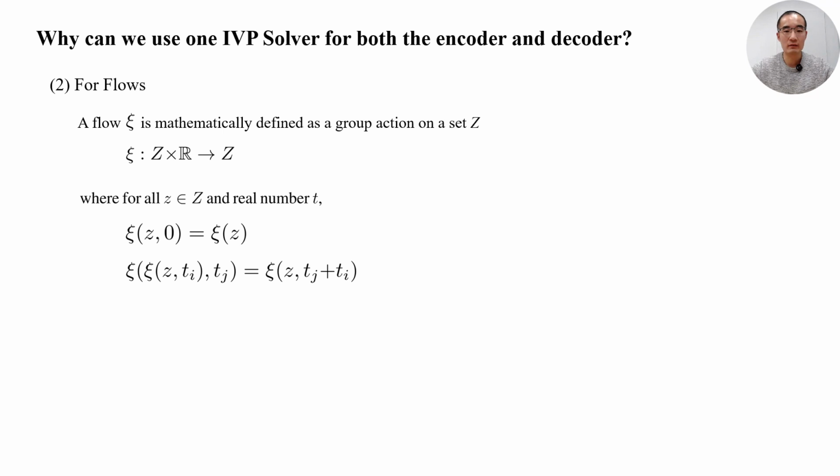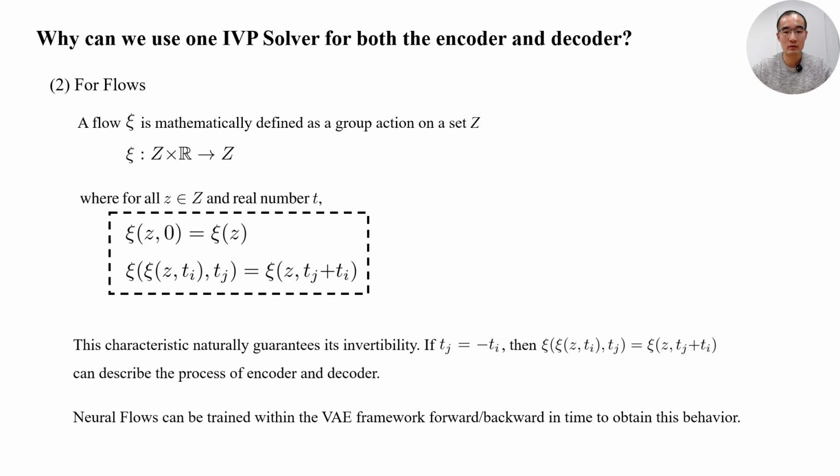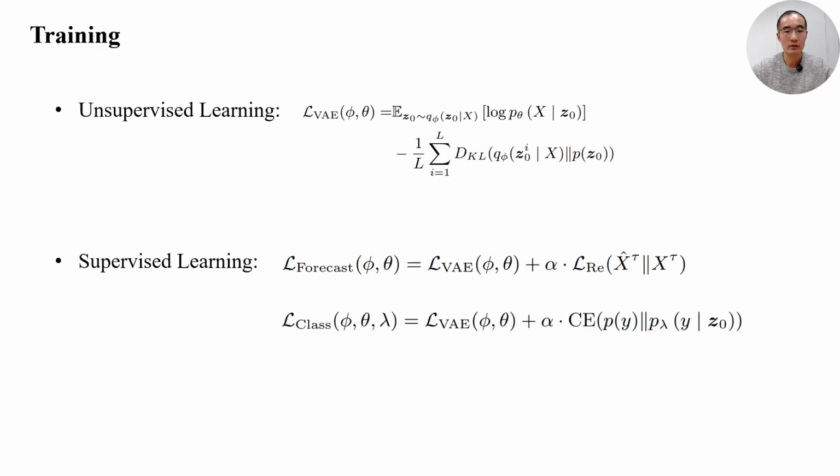And then as for the case of flows, mathematically a flow is defined as a group action on a given set, and it follows certain properties. These properties naturally guarantee invertibility. If Tj equals negative Ti, then the combination of the two operations can describe the process of encoder and decoder. Neural flows can be trained within the VAE framework forward and backward in time to obtain this behavior. To train the model, we follow the VAE training approach and minimize the evidence lower bound. We also augment the model with supervised training objectives.